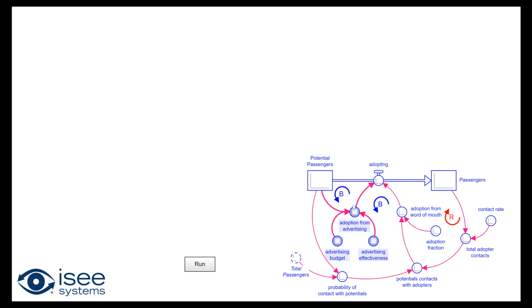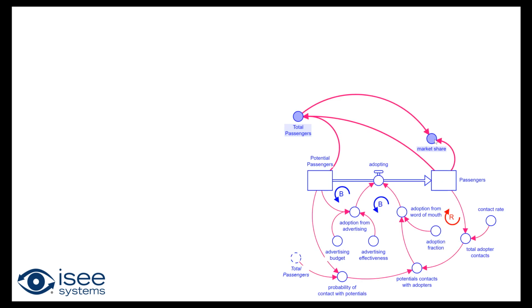There is also this adoption from advertising. If we don't advertise, no one's going to know about us, so we won't even have any passengers to give word of mouth. So we do some adoption, we have a budget, and there's an effectiveness. If we run this model so far, we see that all of the market ends up going over to buy tickets from us, which is pretty cool, right?